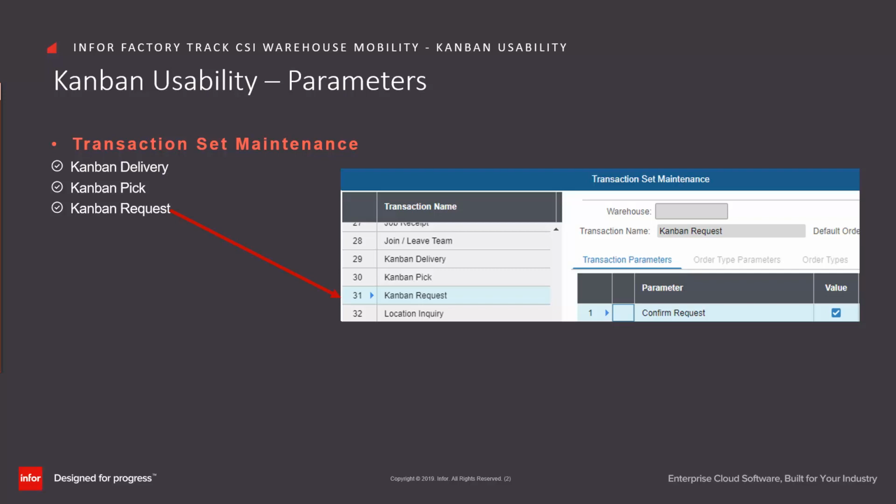For this training, we will be enabling all of the parameters in order to show where these fields appear in the transaction step. Please note that you must have your Kanban system configured before Factory Track will support these usability features. For more information on setting up Kanban, please refer to the Kanban configuration video training.